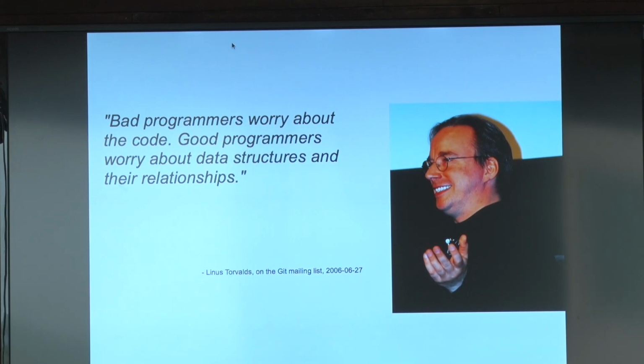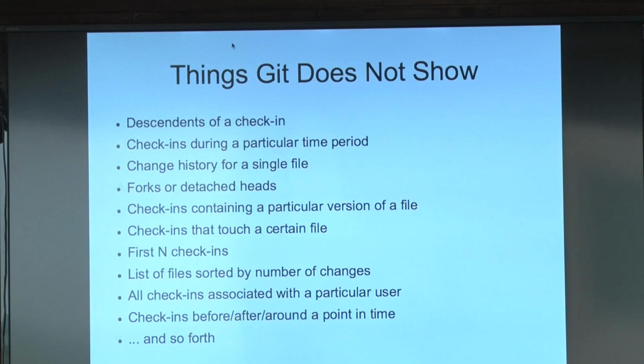Here is Linus Torvalds. He says, "Bad programmers worry about code, good programmers worry about data structures and their relationships." And he's absolutely right. I'm going to pick on him. He said this on the Git mailing list of all places. And irony of ironies, we wish that he would follow his own advice, because here are some things that the Git data structure does not do.